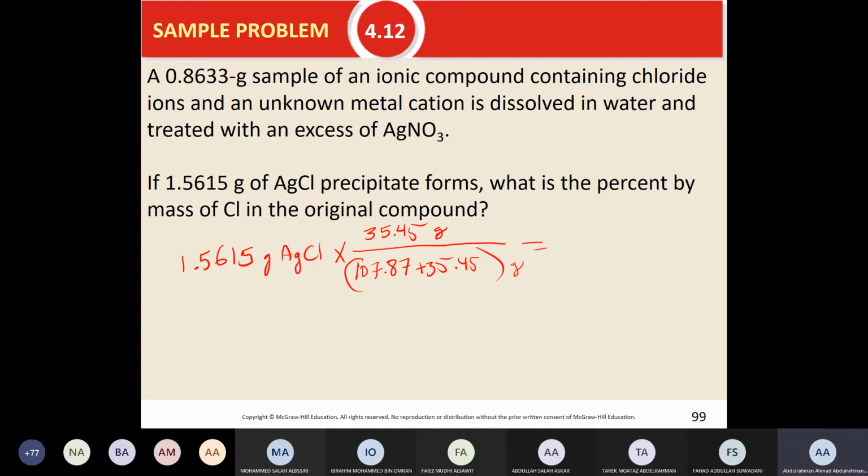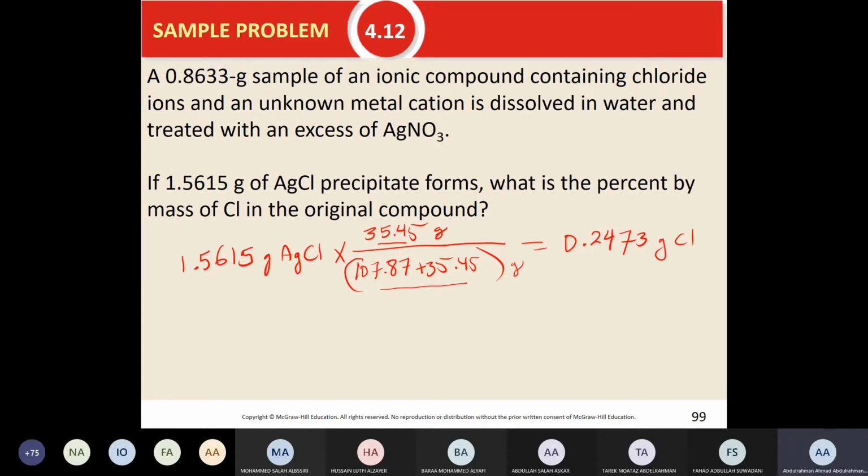What's the answer in this case? 0.2473. Anybody got the same answer also? What I did here: I divided by the molar mass to make it moles, then used the 1 to 1 mole ratio and multiplied by the mass of chlorine, and I got the amount in grams of Cl.